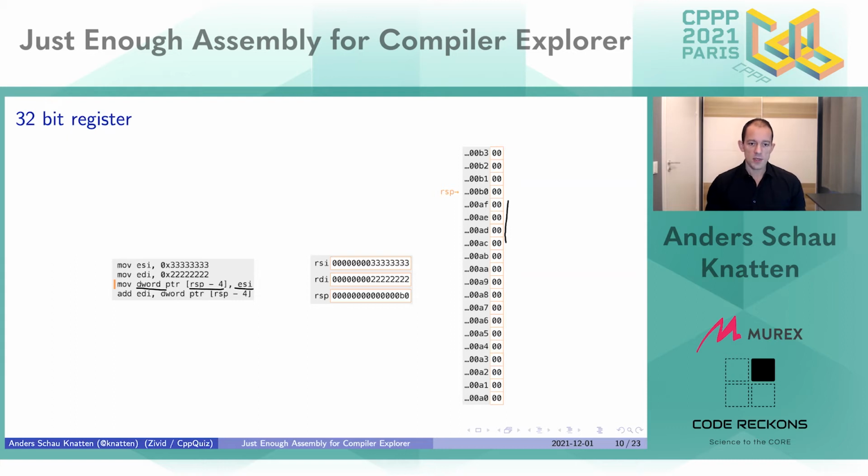So if I do this, I move the contents of ESI into memory here. And then again, I can use the add thing. So we have EDI, a bunch of 2s, and D word ptr RSP-4. So we have these 3s, add them together, and we get a bunch of 5s in the first operand, which was EDI. So then we know how to read and write ints as well.